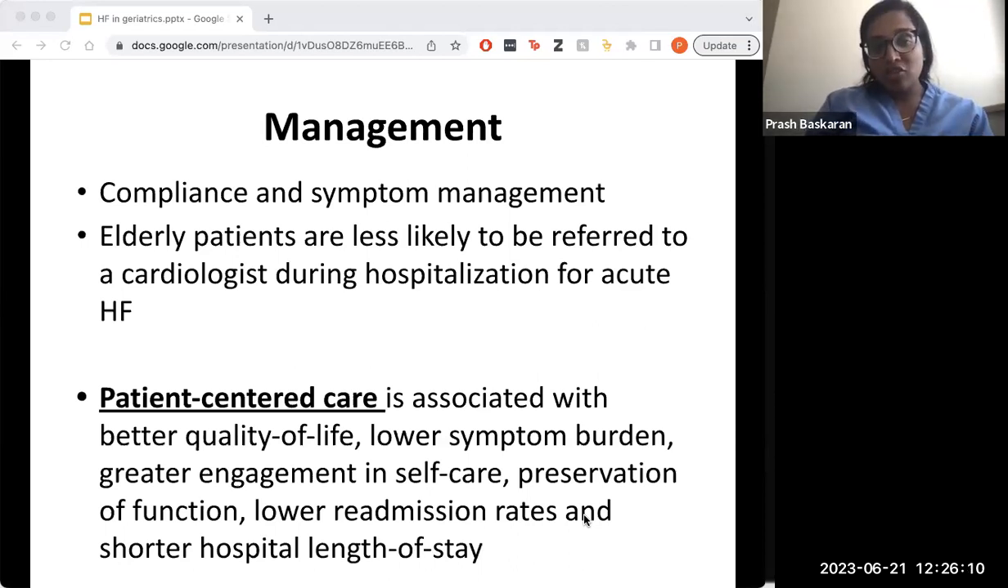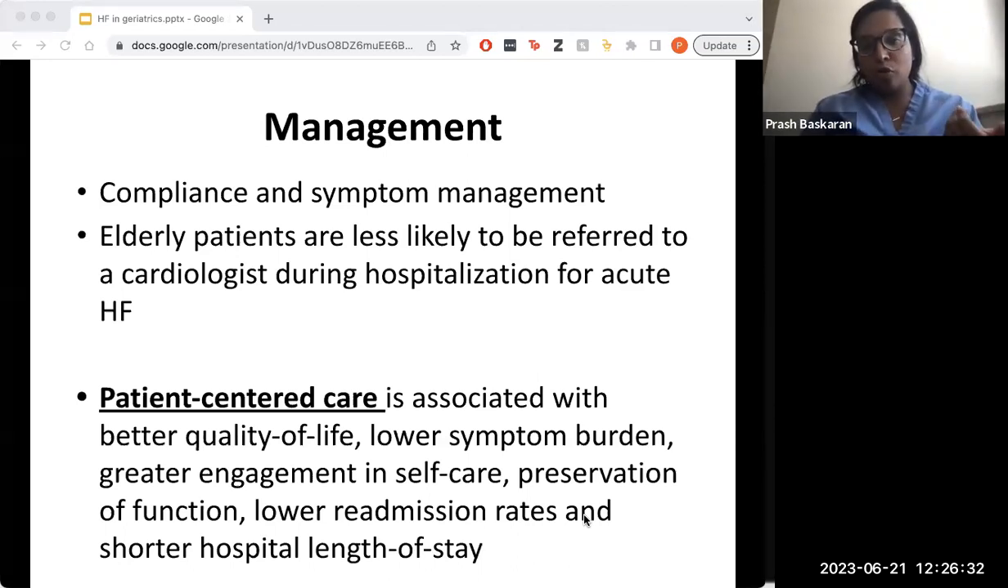And then there is data that shows that there's a tendency for older patients not to be referred to a cardiologist during the hospitalization of acute heart failure. So that is also something we can consider to see if that would have a beneficial impact on long-term follow-up for these patients. I think we're lucky here because we have the heart function clinic, so we have the ability to do that if necessary.